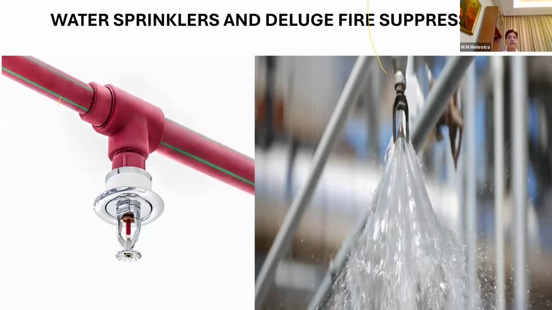That fire alarm system will sense there is a fire and give intimation to the firefighting system. Those firefighting pumps will get switched on. They will send water with pressure to different areas. Now from this nozzle, water will come. Now there is a word I have used here, deluge fire suppression.